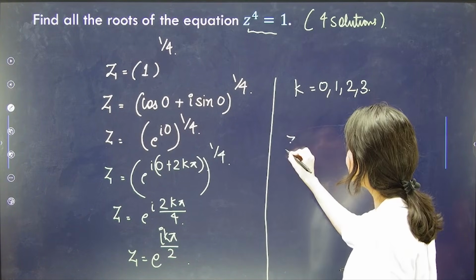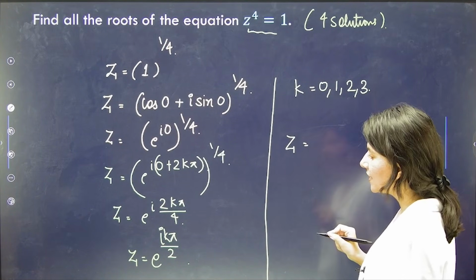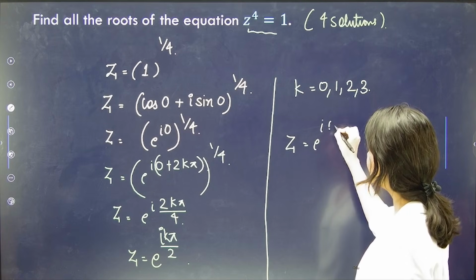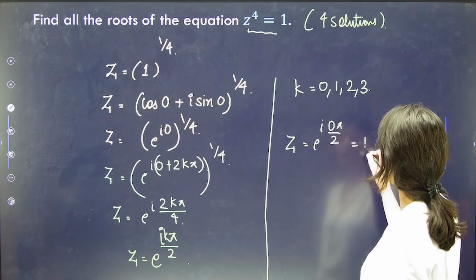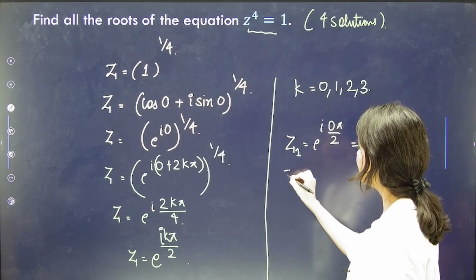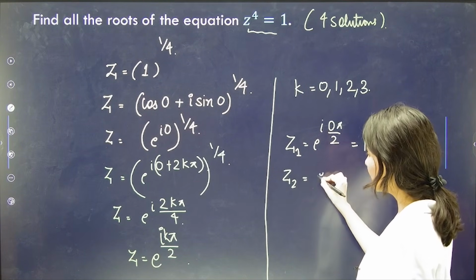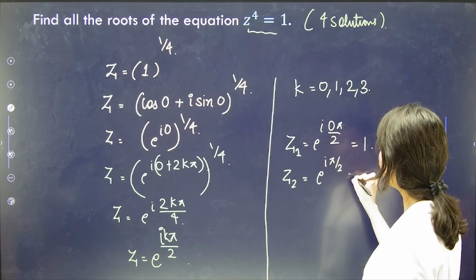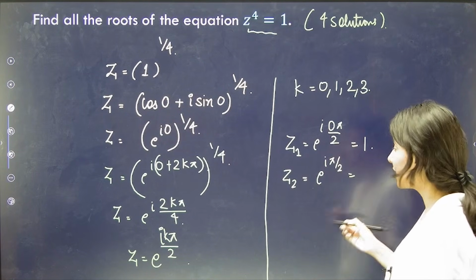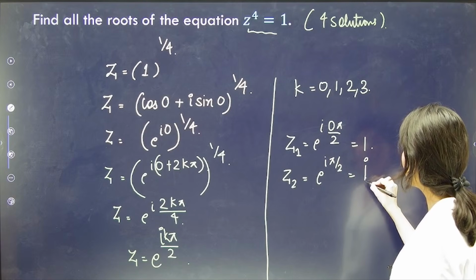K equals 0, you will get z equals e raised to power iota 0 pi by 2. So this is going to become 1. Z1. Z2 you will get the moment you put k equals 1. So e raised to power iota pi by 2. If you solve it, cos pi by 2 plus iota sin pi by 2, so this is your iota.